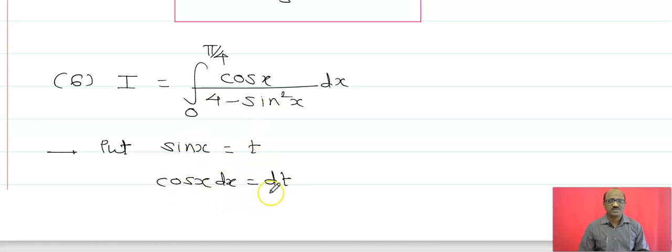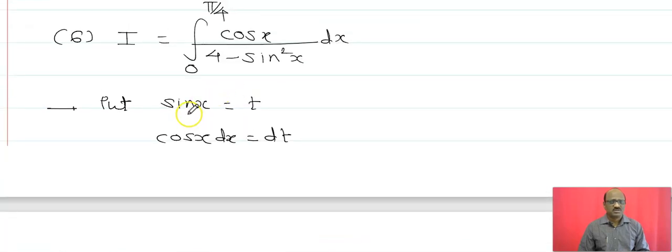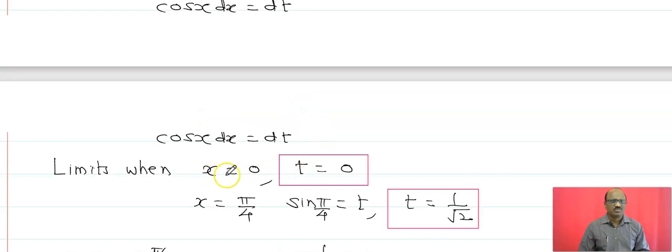Now we'll change the limit. Lower limit is 0, upper limit is pi by 4. Put sine of 0, that is, replace x by 0. Sine 0 is equals to t, therefore t is equals to 0. And sine of pi by 4 is 1 by root 2, that is t is equals to 1 upon root 2. Therefore lower limit is 0 and upper limit is 1 by root 2.